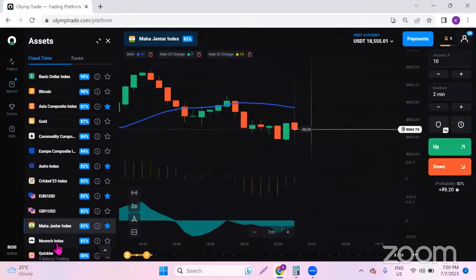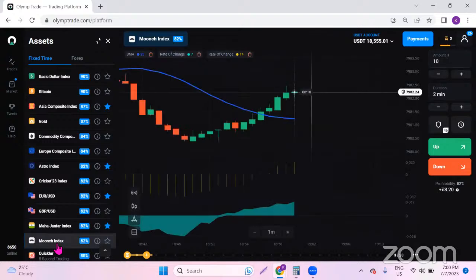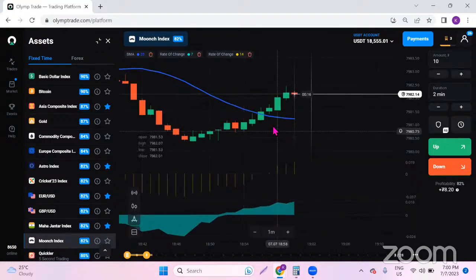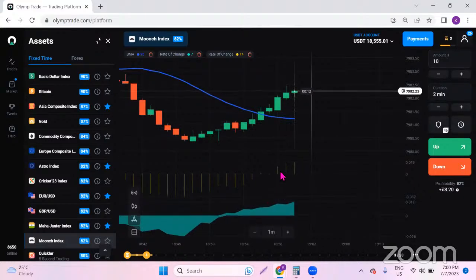So any assets, guys, you want me to try? Okay, there was a signal here, right? The ROC was above, but the ROC 14 changed here.